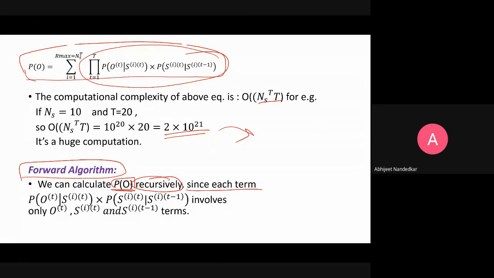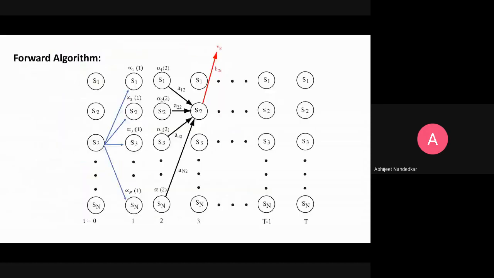Since each term involves only the observable, the state and the previous state, so the current state, the previous state, and the observation symbol, only three things are required. So then we can reduce the complexity.